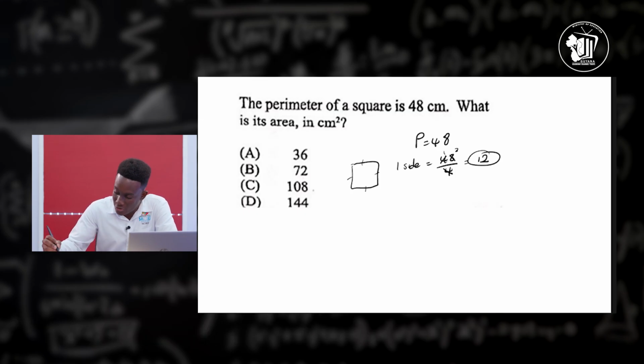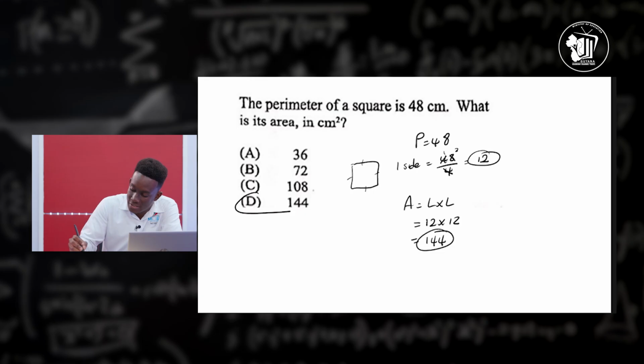To find the area of the square, we know it's length times length. Since one of the lengths is 12, it will be 12 times 12, which will give us a value of 144 cm squared, which would be simply D.